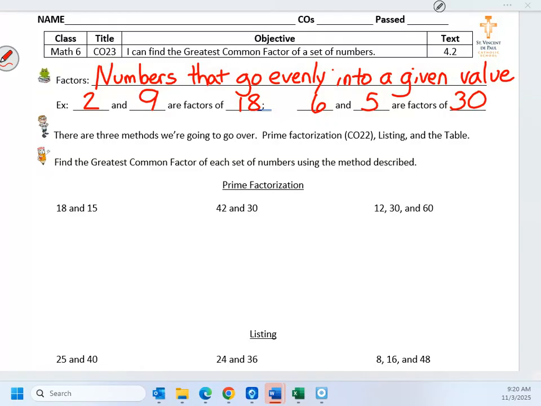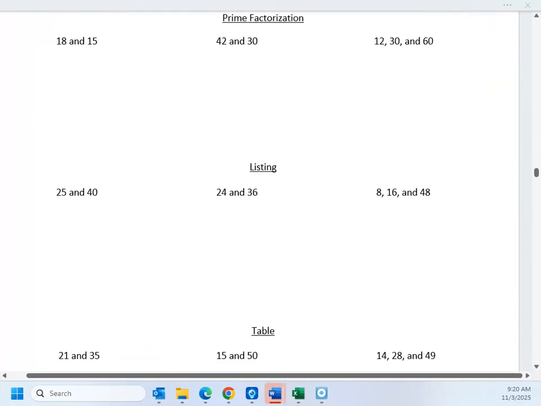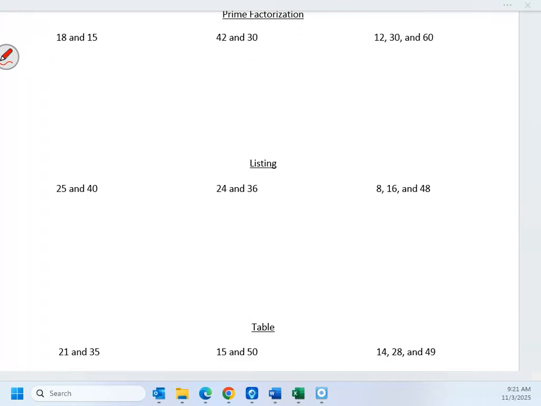There are 3 methods we're going to go over for finding the factors of our numbers. So there's prime factorization, what we did with our last objective, there's listing, and the table method. I'm going to go through what each of those methods are, and then you're going to decide which one works the best for you. So for prime factorization, we're going to make those factor trees like we did in our last objective.